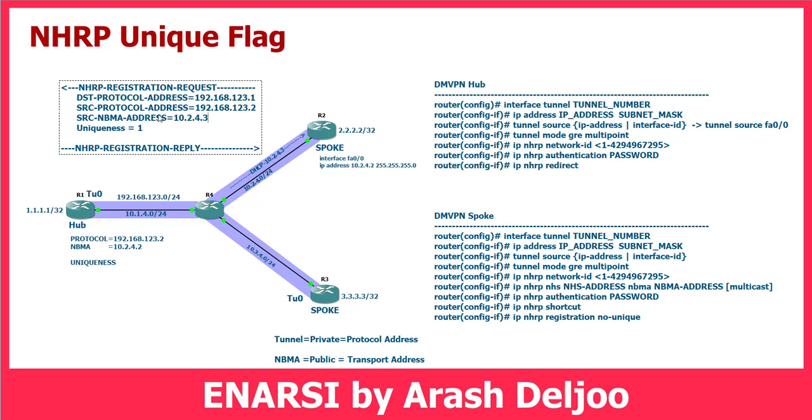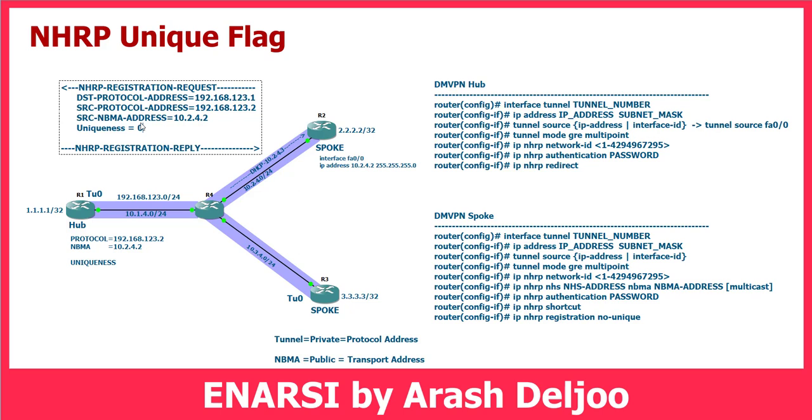Why? Because router 1 doesn't accept it. Actually, router 1 only accepts 10.2.4.2. This is our problem. If you want, you can, for example, send the NHRP registration message without the uniqueness flag.